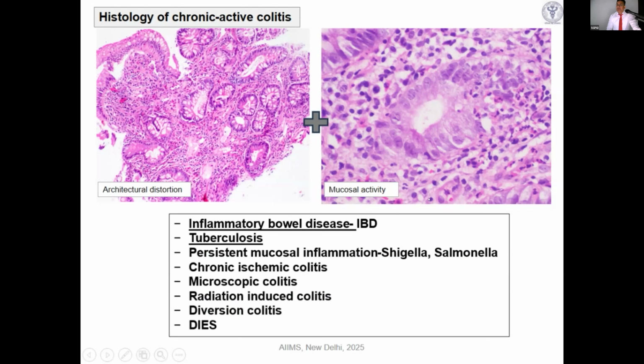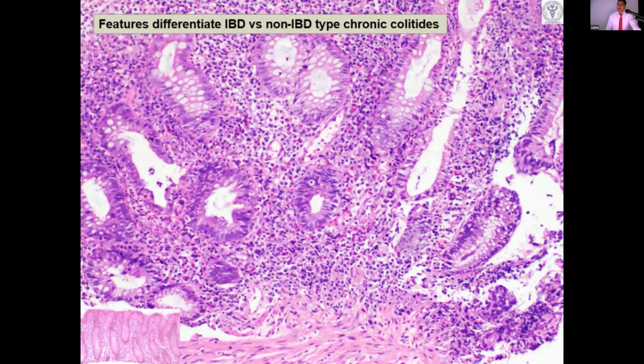Now, this type of appearance can be caused by various other persistent infections like Shigella and Salmonella. It can also be seen in other diseases like chronic ischemic colitis, microscopic colitis, radiation-induced changes, and nowadays you cannot forget drug-induced enteropathic syndromes. But you can ask me, what are the features on mucosal biopsies that differentiate between an IBD and a non-IBD type of chronic colitis? Chronic active colitis-like features are the minimum requirement.